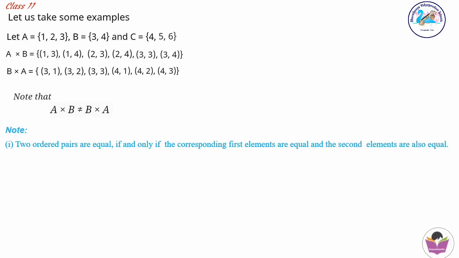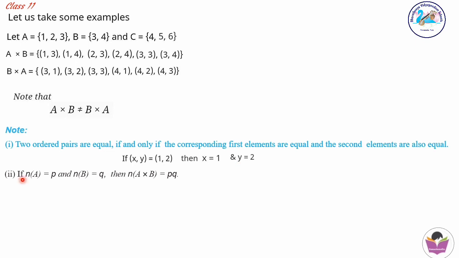That means the first element of one pair will be equal to the first element of the other pair, and the second element of one pair will be equal to the second element of the other pair. Then only can we say that two ordered pairs are equal. So let's take an example. If (x, y) is equal to (1, 2), the ordered pair (x, y) is equal to the ordered pair (1, 2), which means x must be equal to 1 and y must be equal to 2. That is what the statement says.